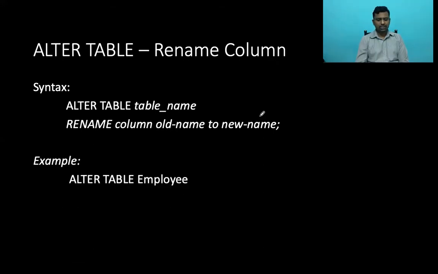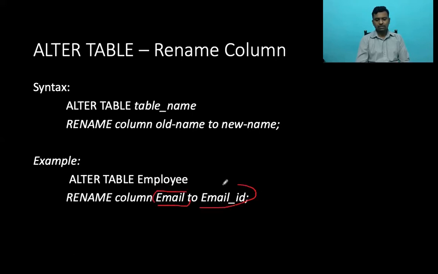Okay, how will I do it? I'll say alter table name, rename column email. Email is the already existing name, which I'm going to rename as email ID. That makes sense, right? That sounds good as well. When I say email, what is email? It's an email ID of someone, right? So I'll say email ID.